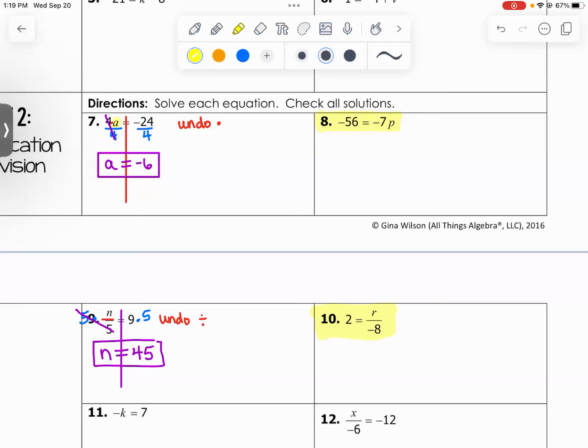Okay, so on this one, what did we do to both sides? Right? Okay, so what do we need to do with right here? Negative. Yeah.